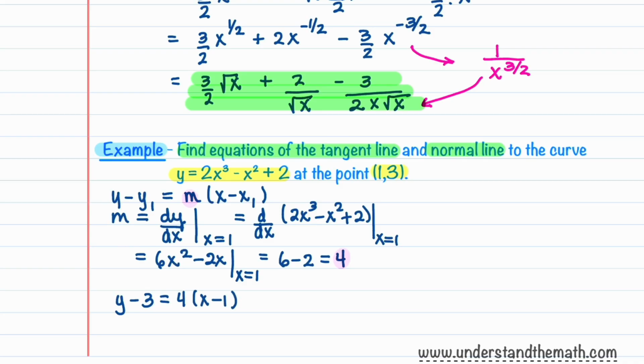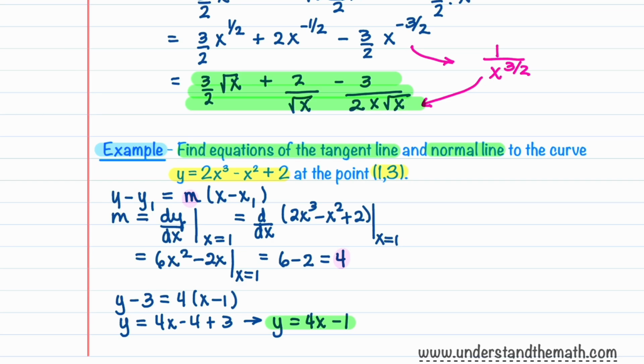Now, it's always nice to write this in slope-intercept form. So I'm going to bring the 3 to the right and multiply things out. This gives us y is equal to 4x minus 4 plus 3. And this gives us an answer of y is equal to 4x minus 1. And that is the equation of the tangent line to our curve at the point (1, 3).